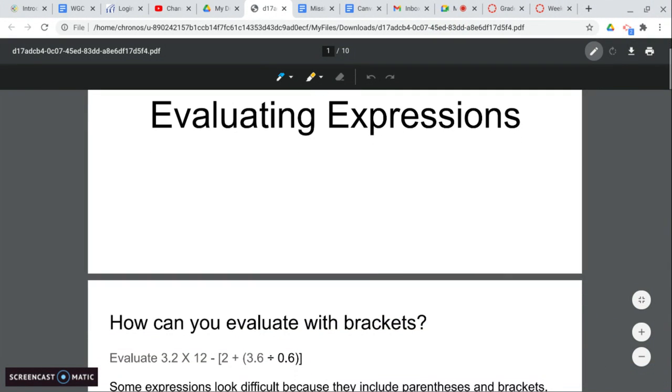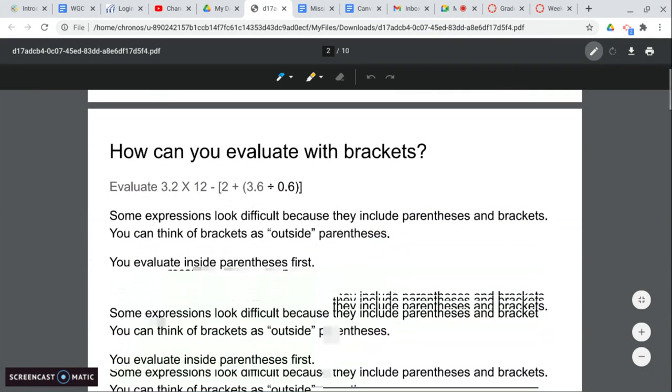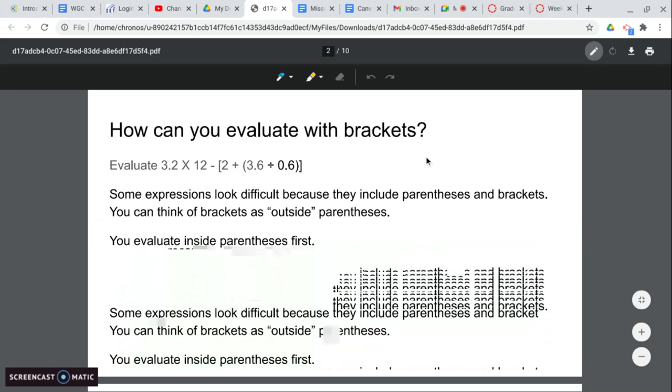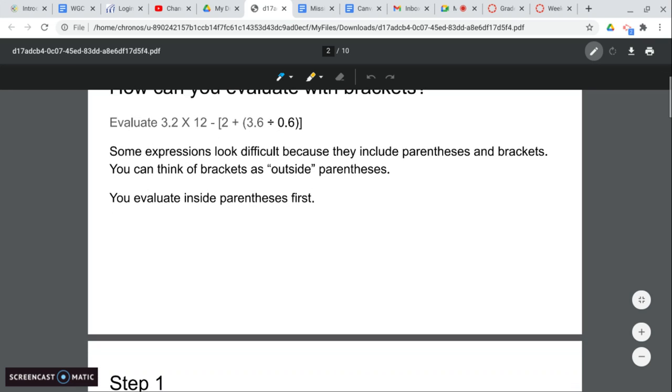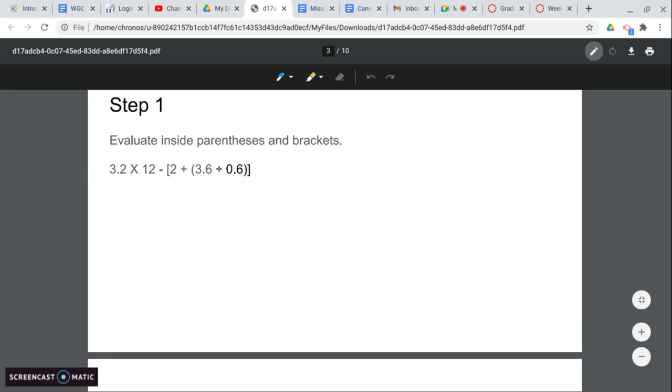So, like I said, evaluating expressions. How can you evaluate with brackets? So now we're throwing in a new kind of parenthesis. These brackets go around a set of other parentheses. So you notice you've got the parentheses going on here, but then there's something else after the parentheses, and that's in brackets. So some expressions look difficult because they include parentheses and brackets. You could think of brackets as outside parentheses. You evaluate inside parentheses first. So step 1, evaluate inside parentheses and brackets.